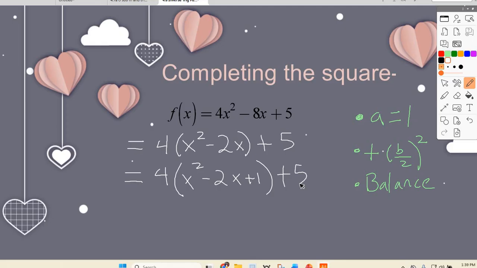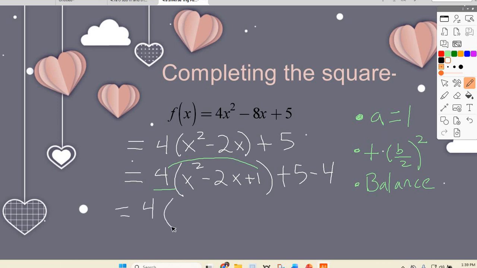So I added a 1 on the inside, which means I have to subtract what? 1. Almost. So remember that this 4 applies to that 1 as well. So I didn't technically add a 1, I added a 4. So I have to subtract a 4.